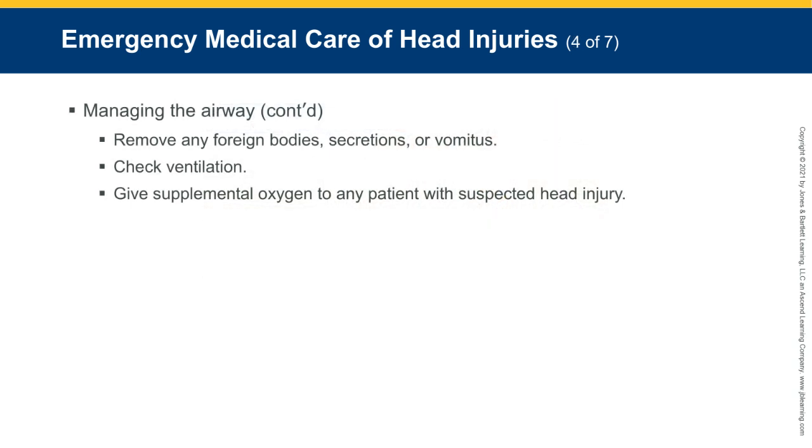Managing the airway is a priority in patients with head injuries. Remove any foreign bodies, secretions, or vomitus that could obstruct the airway. Ensure that the patient's breathing is adequate and provide supplemental oxygen as needed. Oxygen is crucial for preventing hypoxia, which can worsen brain injuries.